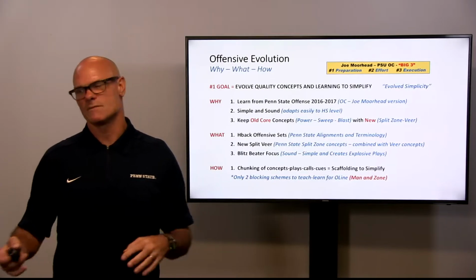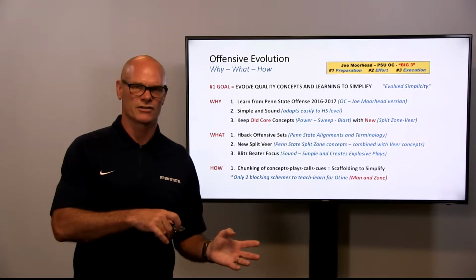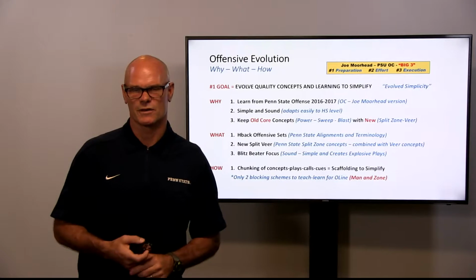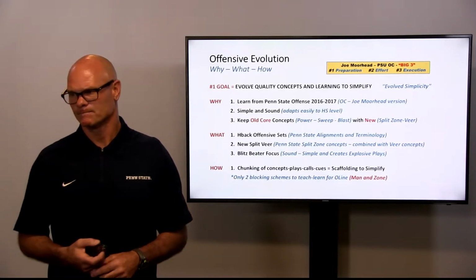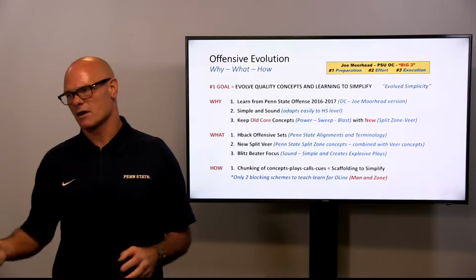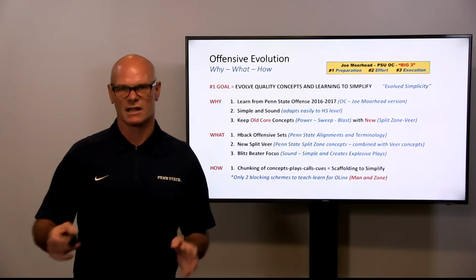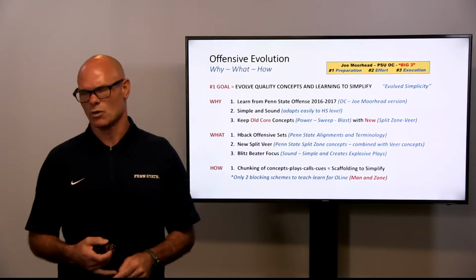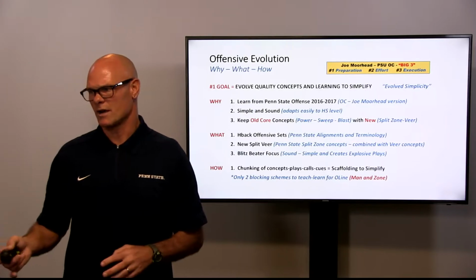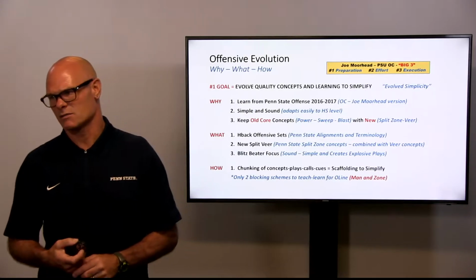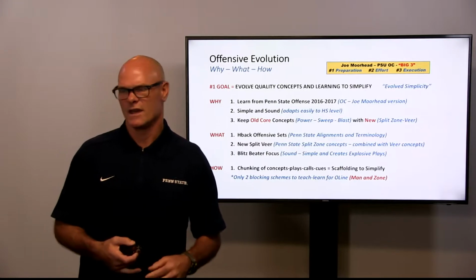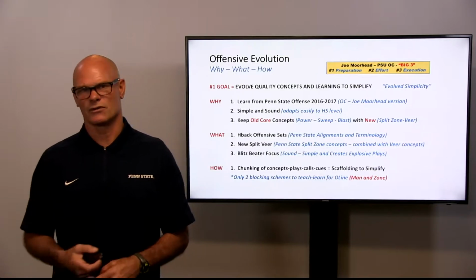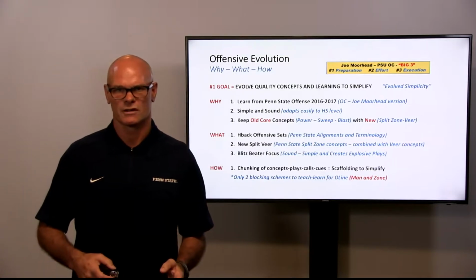And then it allowed us to keep old core concepts, which you'll see are our power, one back power, our sweep, and our blast, but also combine it with split zone veer. What we're doing here then is using HBAC offensive sets, which shows our Penn State alignments and some basic terminology. The new piece is split veer, where we're using Penn State's split zone concepts, but combine it with some veer concepts to help simplify for the high school level. And then there's a blitz beater focus on this. This helps us be sound, but keep things simple to create explosive plays when teams blitz, which they're going to do.